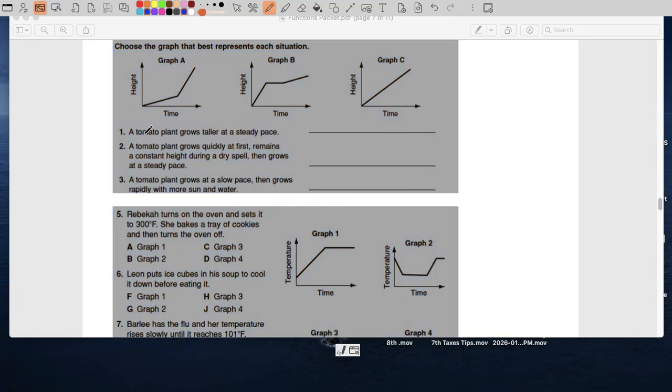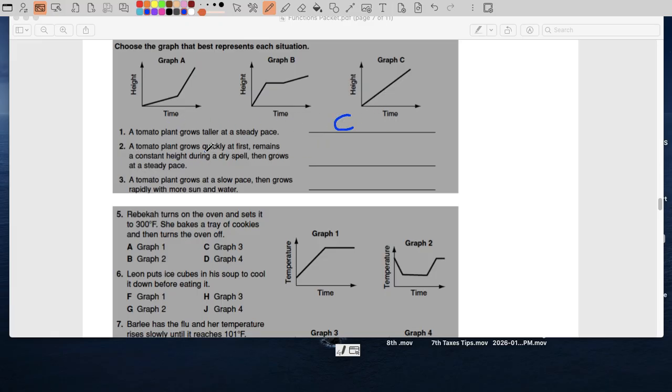So it says a tomato plant grows taller at a steady pace. Well, steady pace means a straight line, like that. Right? It doesn't grow tall, then grow super fast, and then come back at a steady pace again. Steady pace means a straight line. So that's how you should read it. And then obviously, definitely, this one would be C.